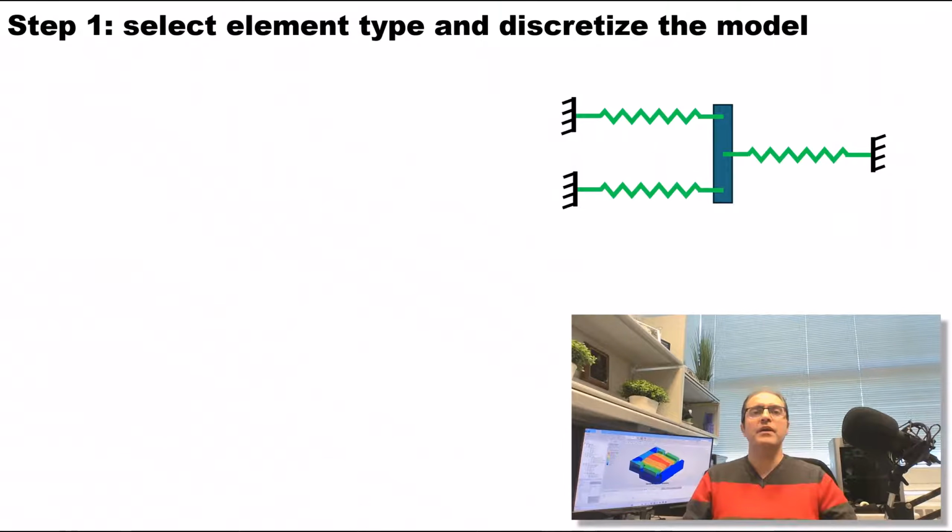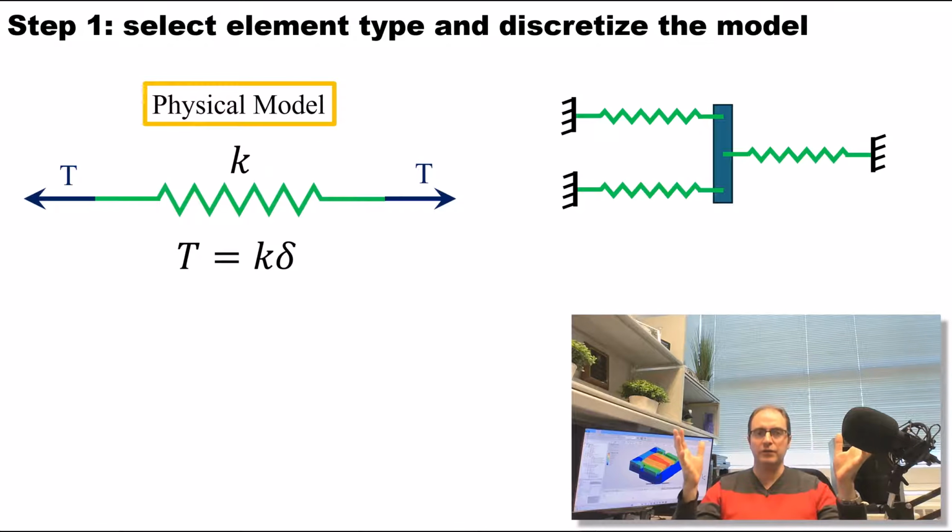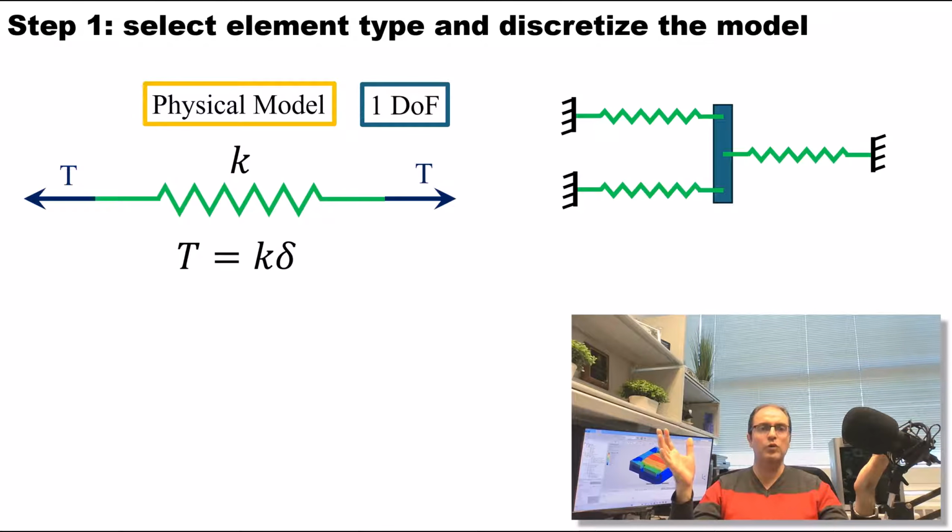Okay, first step is to select the element type and discretize the model. Consider that you have a system of springs as shown here. If you take one spring out, then you will be able to create a physical model for that spring. So it has a spring constant, and you can have a stretching force on it, and the force would create a displacement delta. Force and displacement delta are going to be related to each other using Hooke's law. In dynamics or statics, this spring has only 1 degree of freedom, which is just motion in x direction.